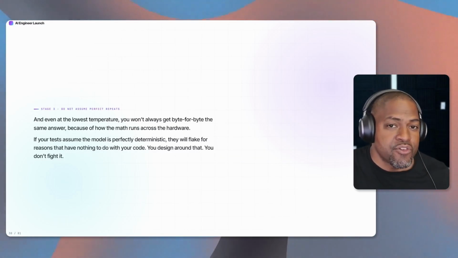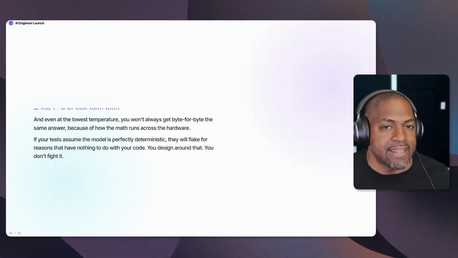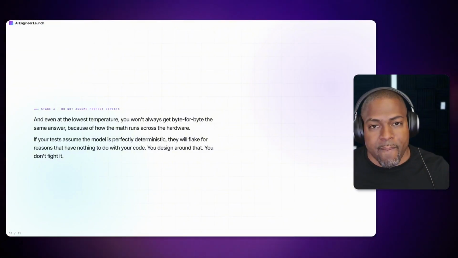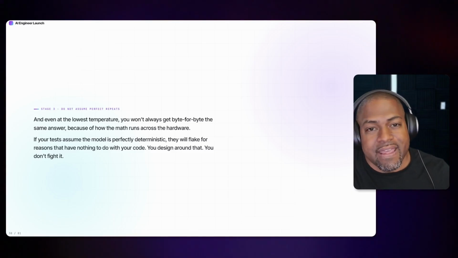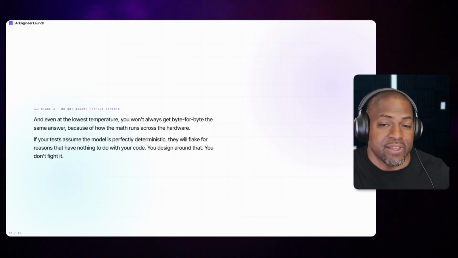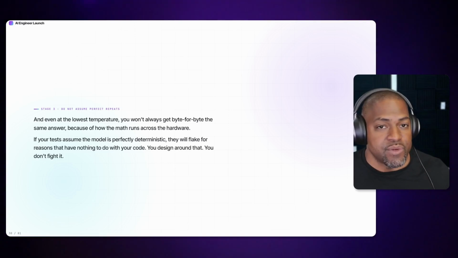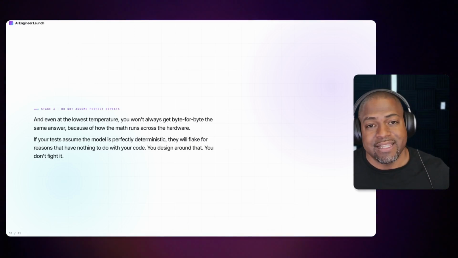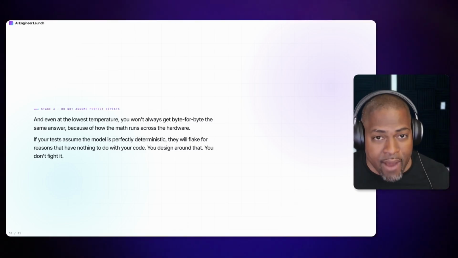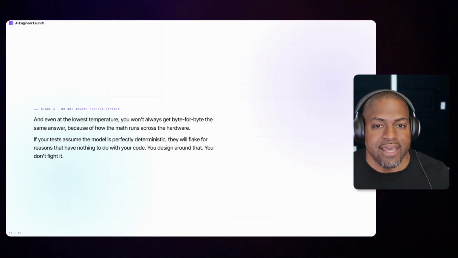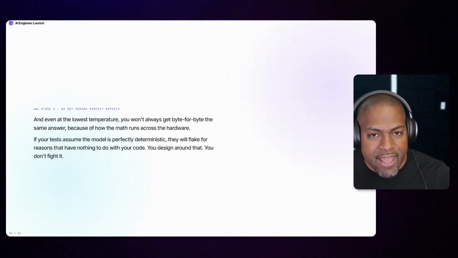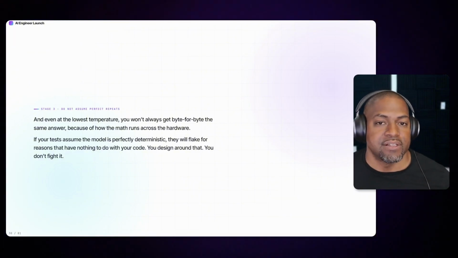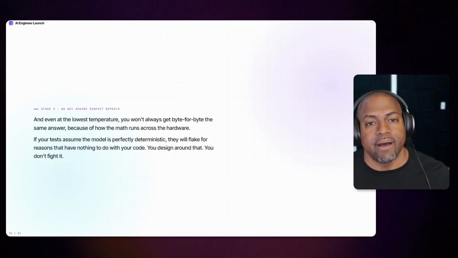Even at the lowest temperature, you won't always get a byte for byte identical answer. It's hardware math variation, basically. So if your test assumes the model is perfectly deterministic, it will flake for reasons that have nothing to do with your code. What you have to do is design around it and not fight it, because you're not always going to get the exact same output every single time for the same input. So you have to design with that in mind.